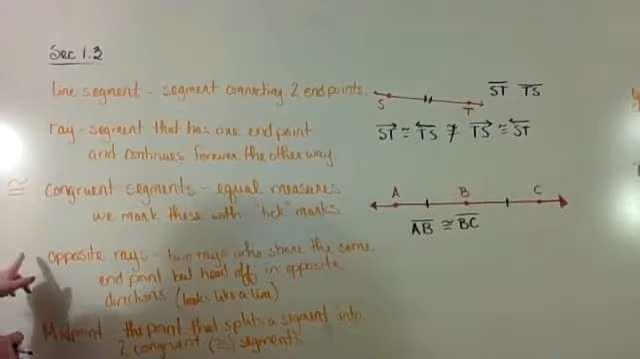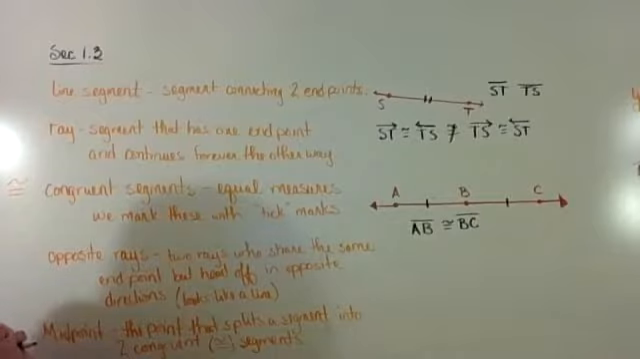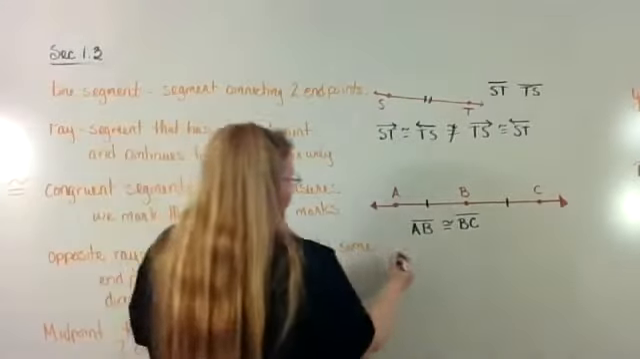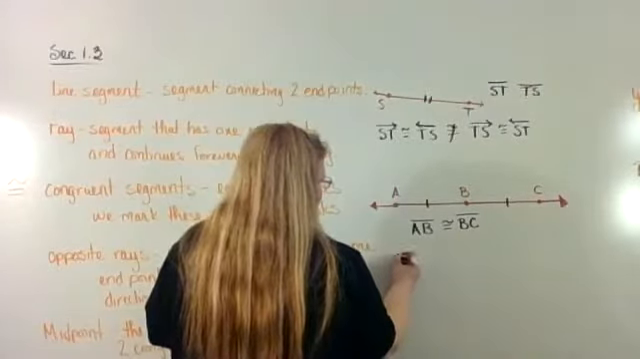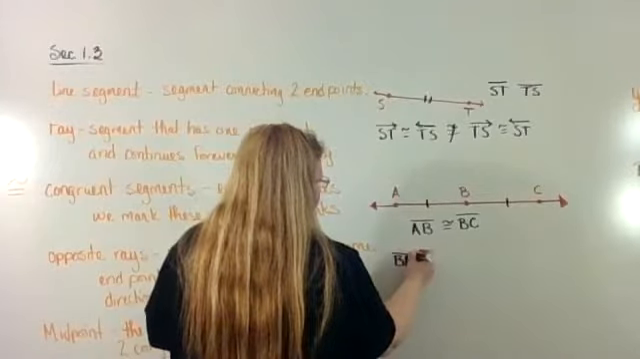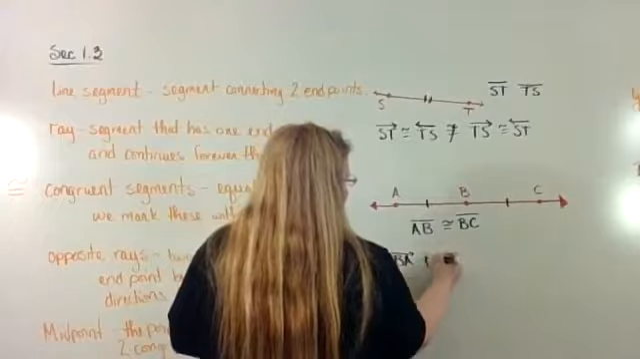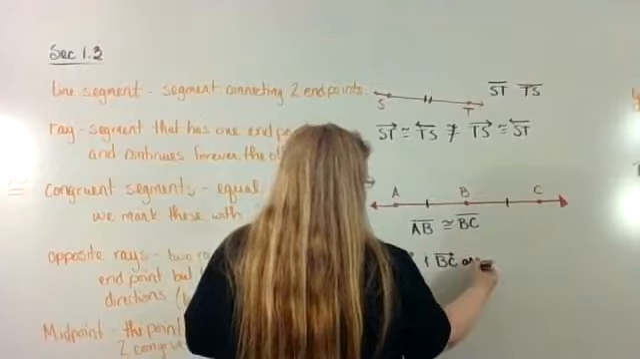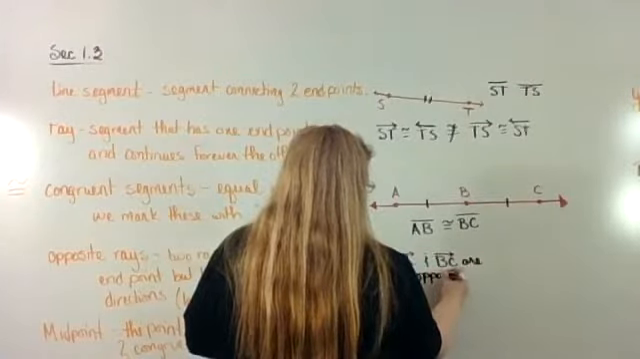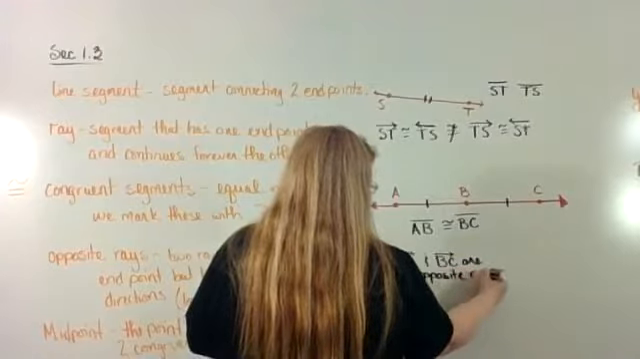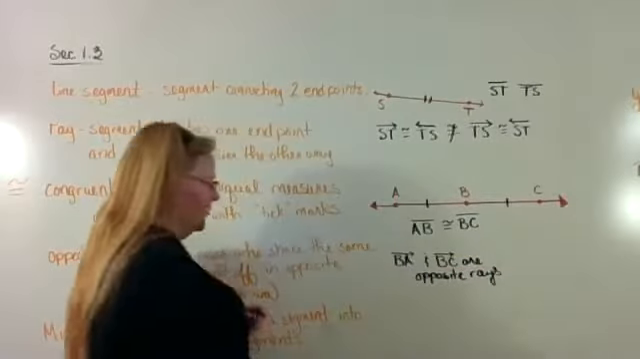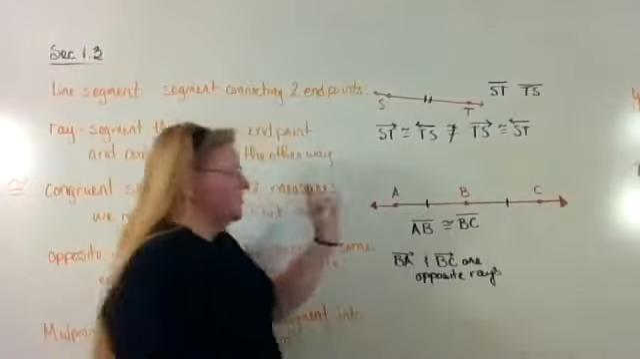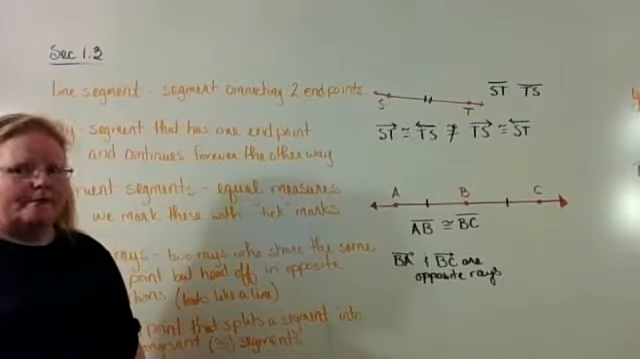Okay, opposite rays are two rays who share the same endpoint but head off in opposite directions. In other words, it looks like it's a line. An example of opposite rays would be ray BA and ray BC. Are opposite rays. BA goes off in this direction, BC goes off in that direction, but it looks like it's a line, and that's okay.